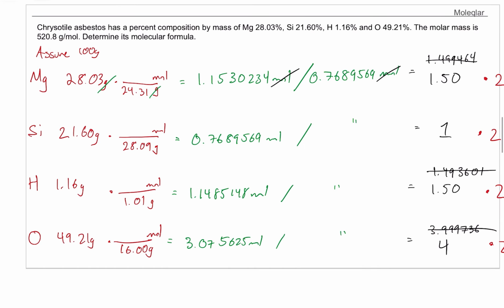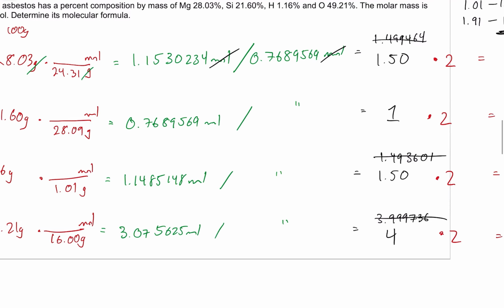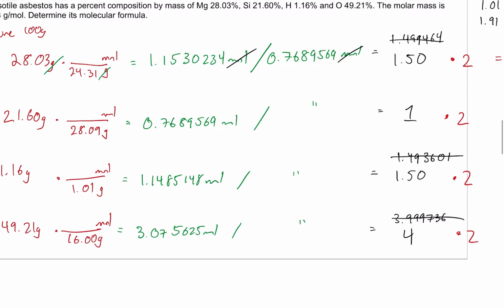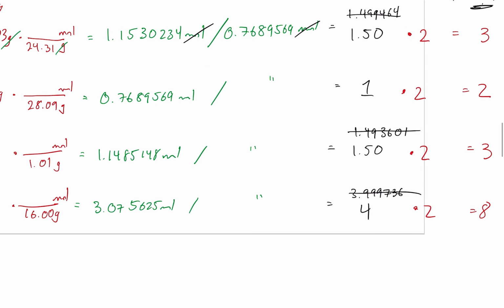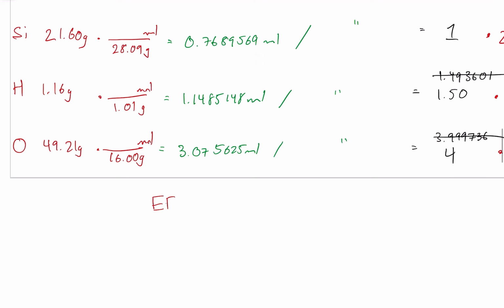So let's take a look. Magnesium has a subscript of 3. Silicon has a subscript of 2. Hydrogen, subscript of 3. And oxygen, a subscript of 8. So let's create our empirical formula. So our empirical formula is going to be Mg3Si2H3O8. Perfect. There's our empirical formula.